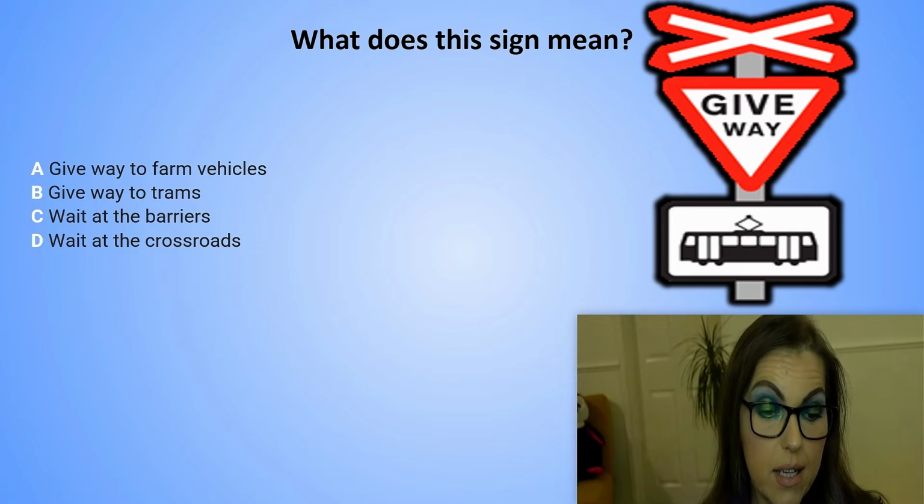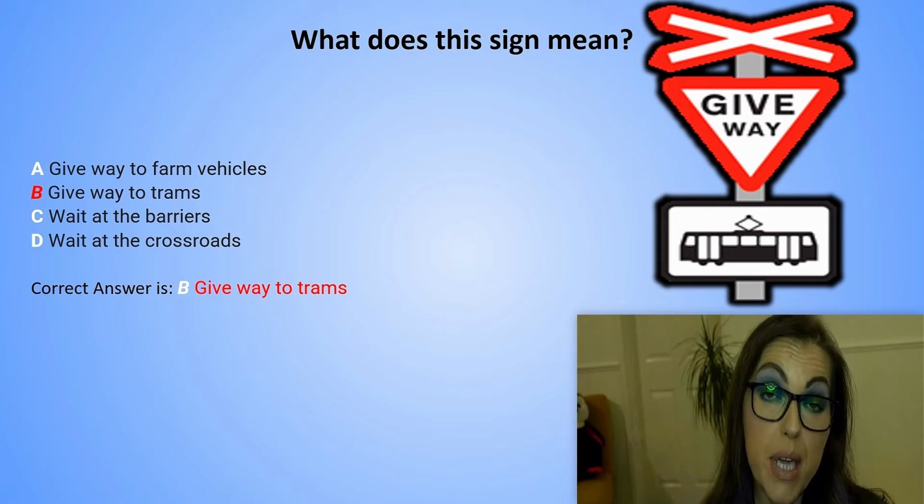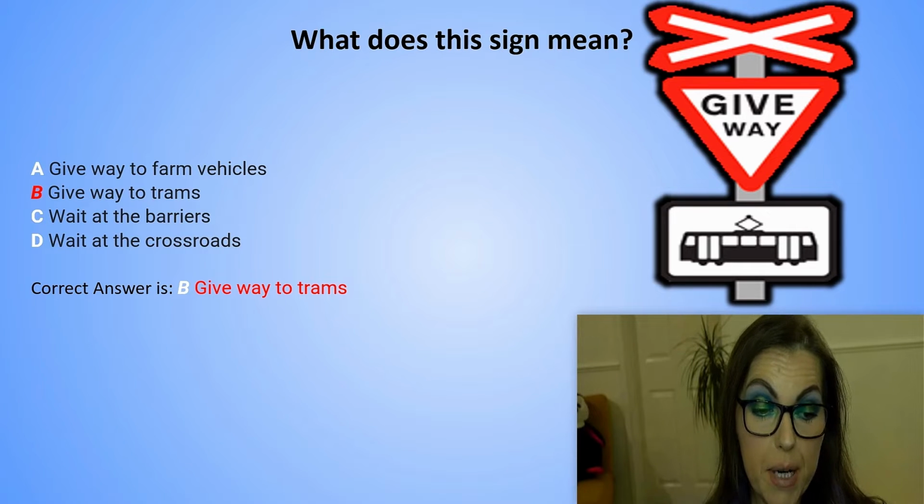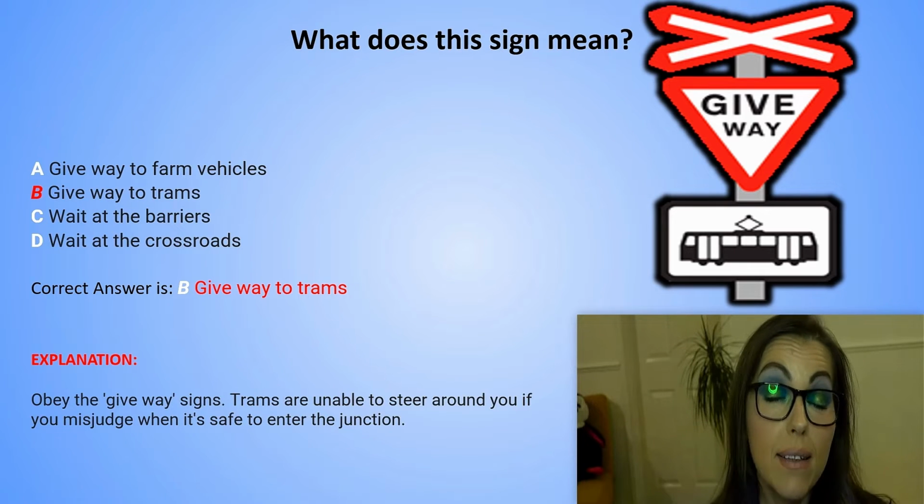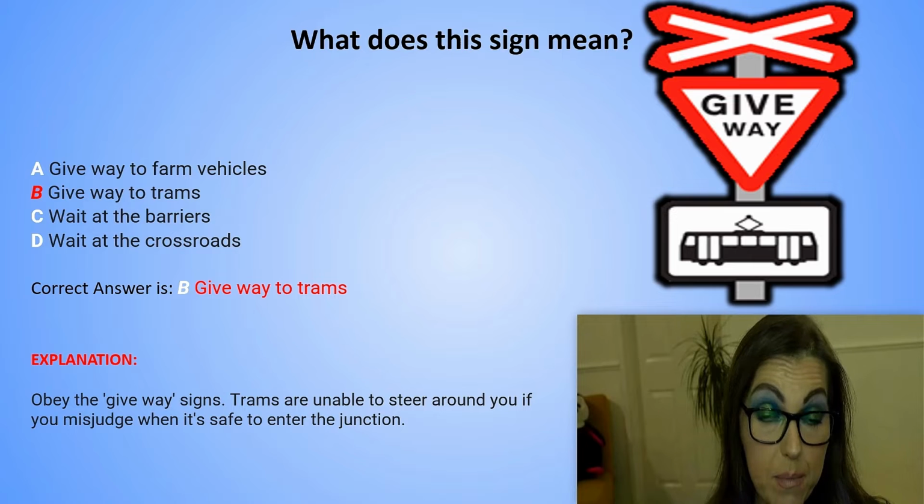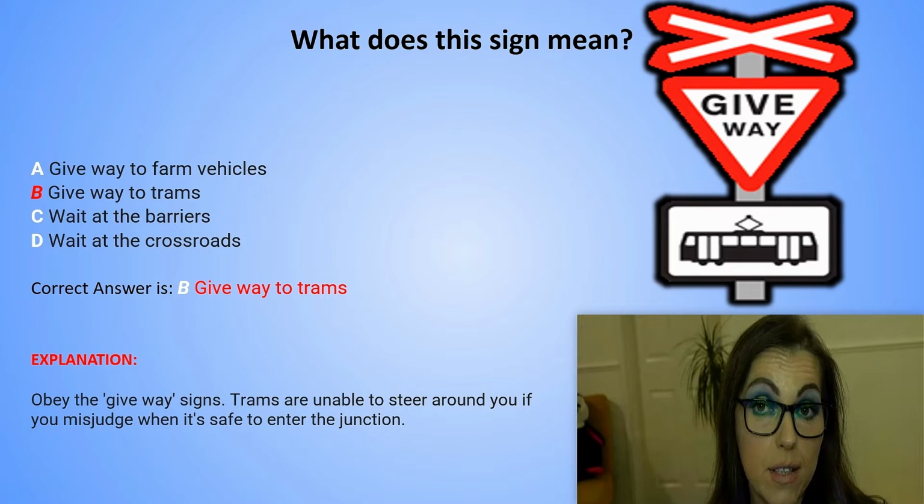The correct answer is B. Give way to trams. Explanation. Obey the give way signs. Trams are unable to steer around you if you misjudge when it's safe to enter the junction.